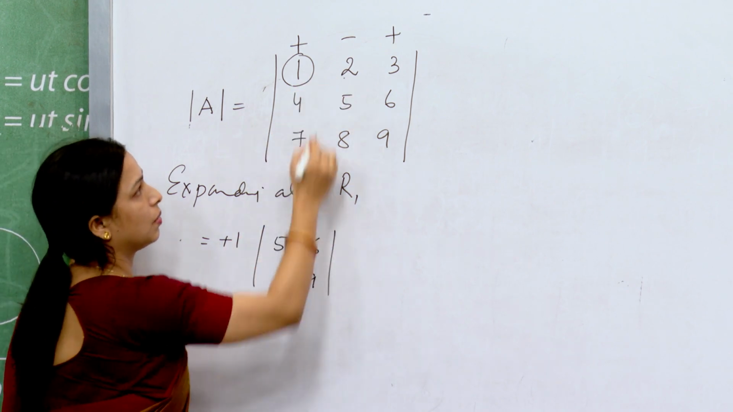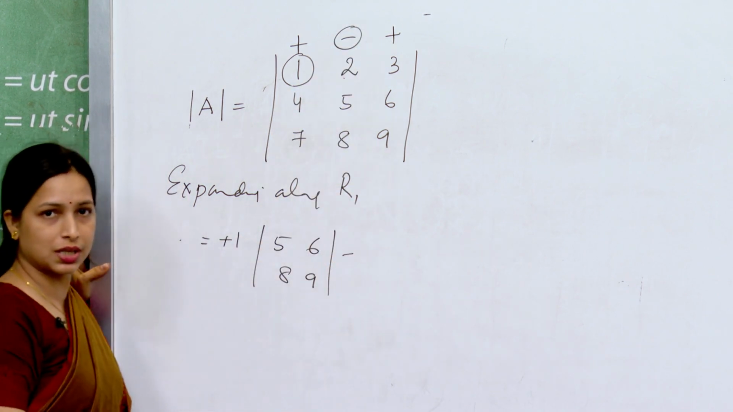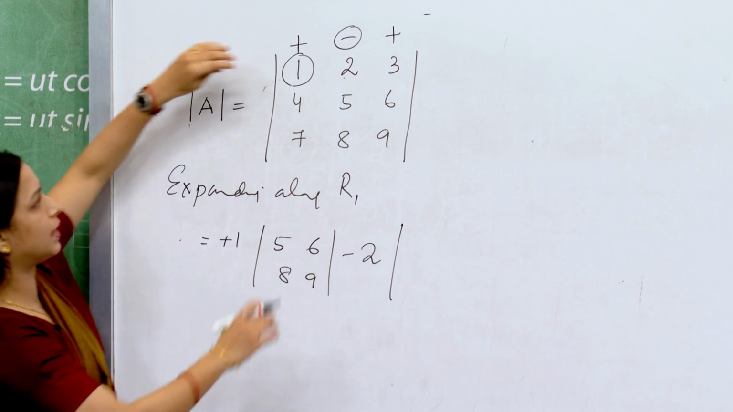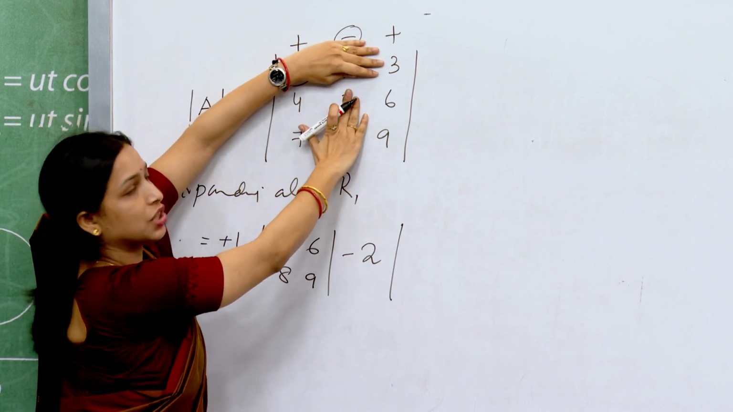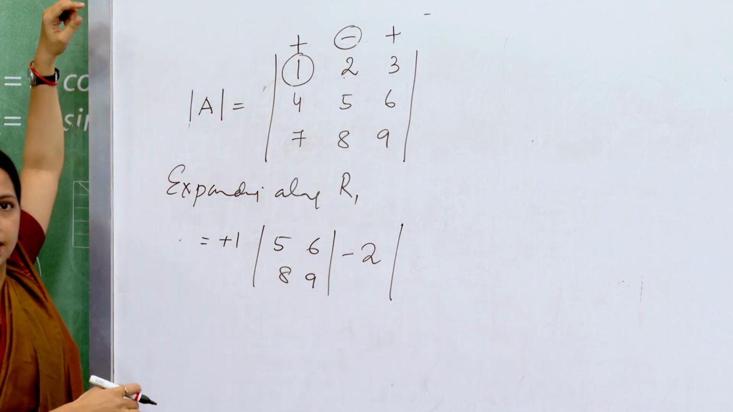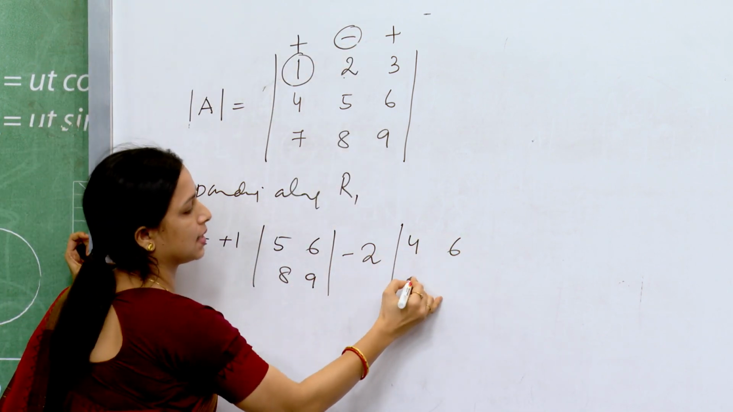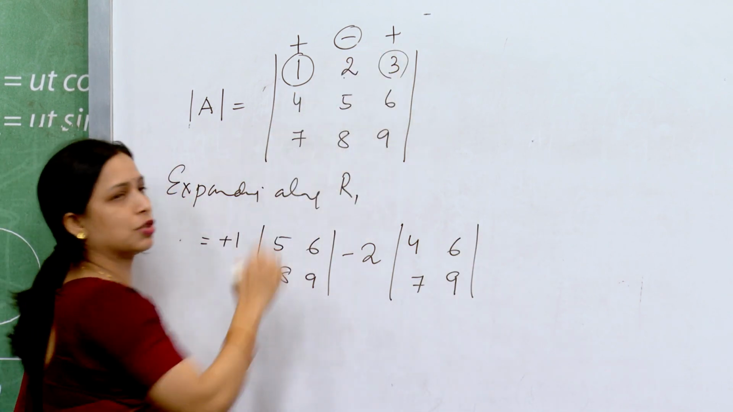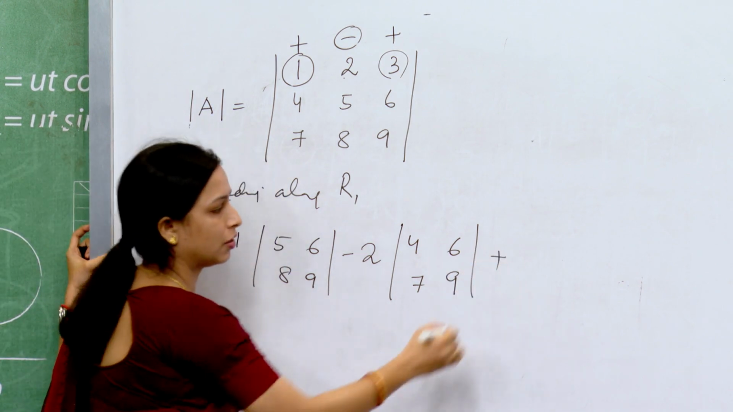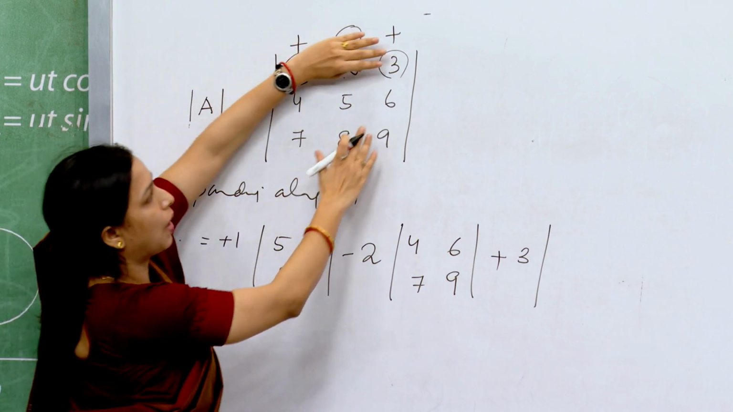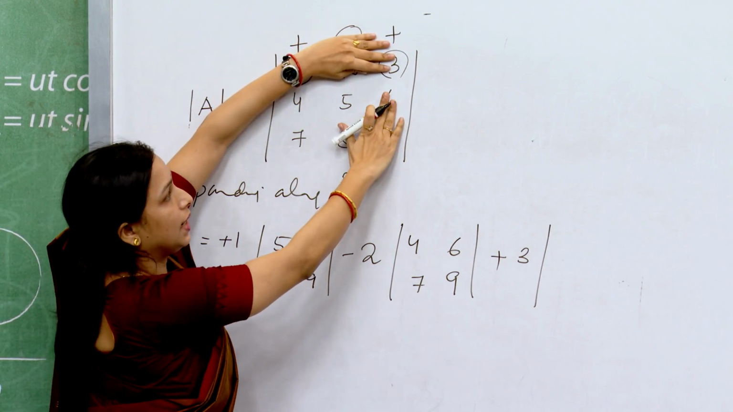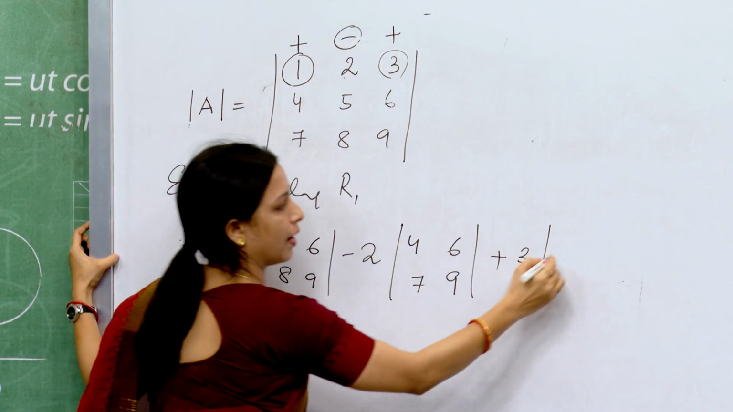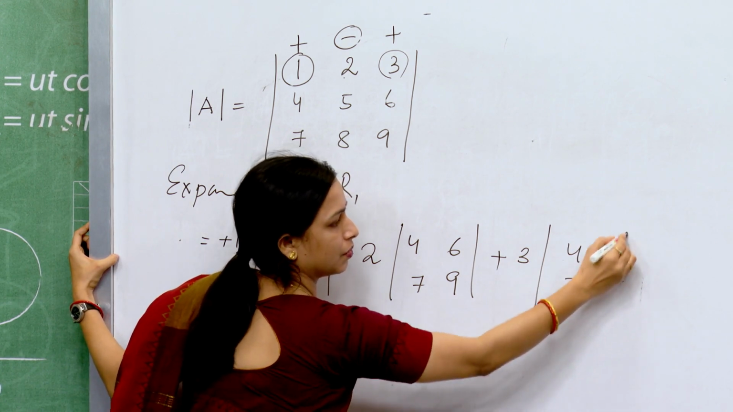Similarly, the second element, what is the sign? Minus: the positional sign, the element, and then the second order determinant. How do we get it? We delete the row and the column in which it lies. So, 4, 6, 7, 9 are the resultant elements. Similarly, the next element is 3, the positional sign is plus. So, plus 3, and then how do we get the determinant? We delete the row and the column in which it lies, and the resultant elements are the second order determinant. So, 4, 5, 7, 8.